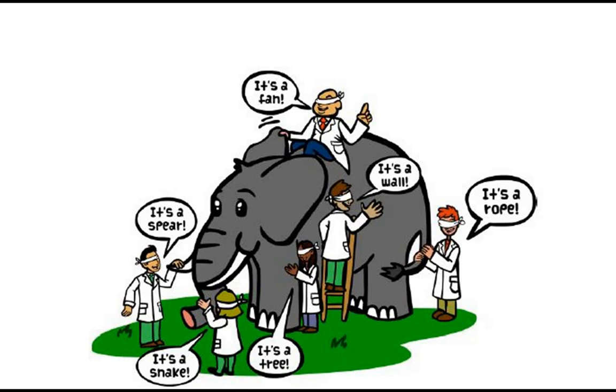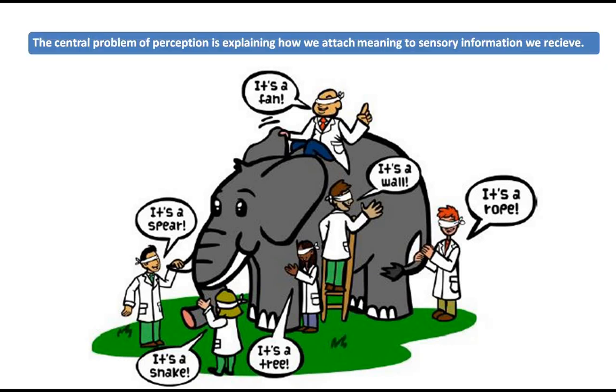The other one holds the tusk and thinks that it is a spear. The other one holds the trunk and says it's a snake. And other people feel that they are holding a tree or a wall or a rope. The central problem of perception is explaining how we attach meaning to sensory information we receive. How about this cat? Is it rotating to the right or to the left?